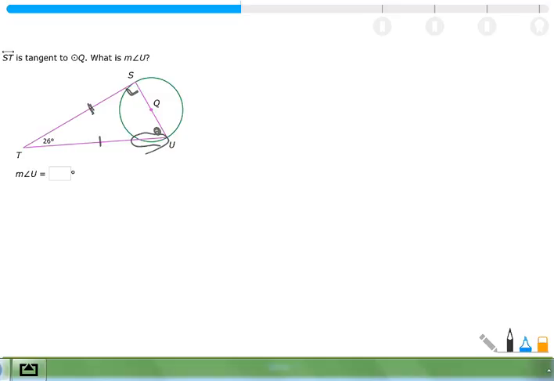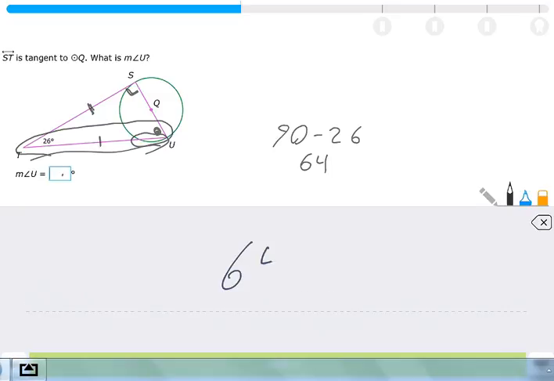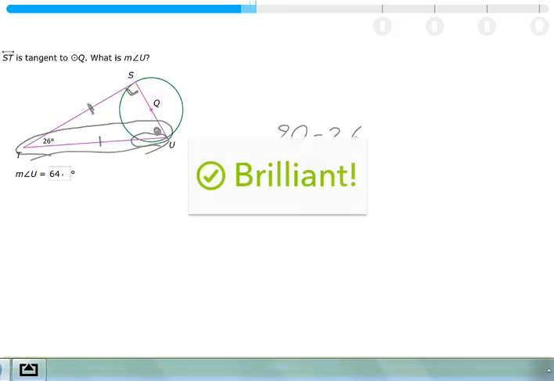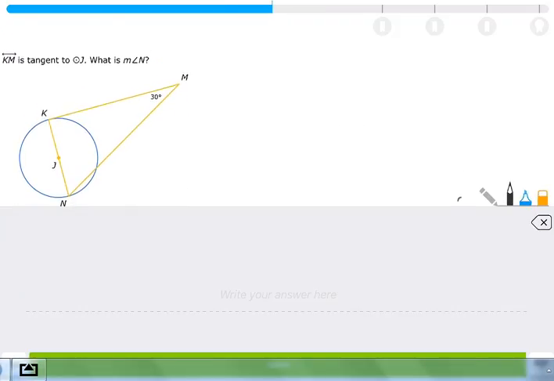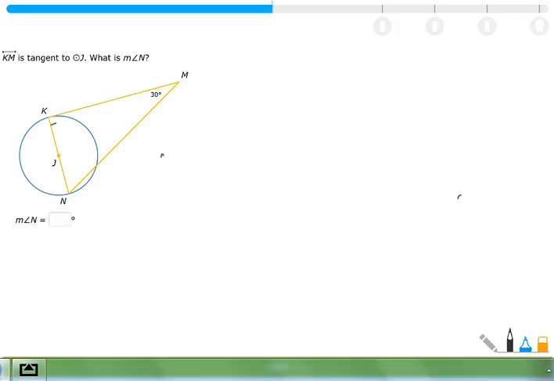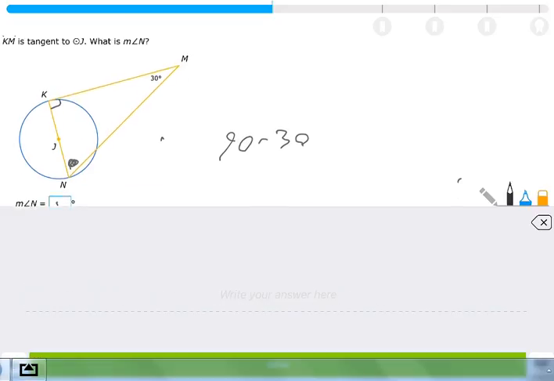Oh, so this is just the same type of question, just looks a little different. We still know it's a right triangle. So these two add up to 90. So 90 minus 26 would be 64. Okay. Another one of the same, so we've got its tangent here. We're looking for n, so 90 minus 30, that's 60.